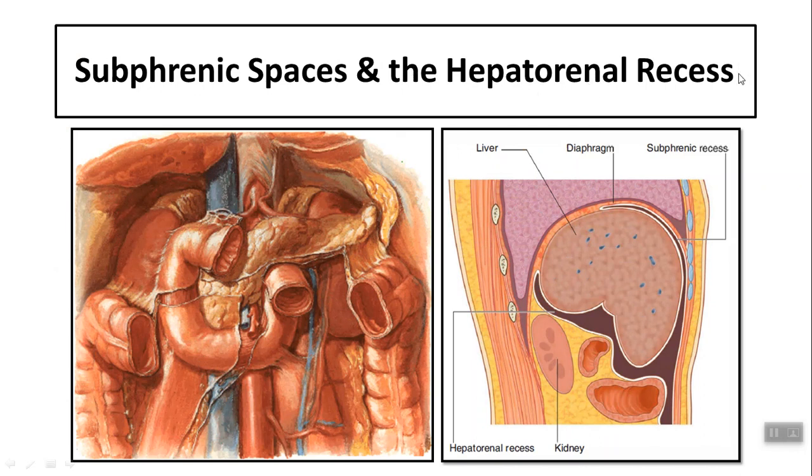The hepatorenal recess, from its name, hepatorenal, lies in between the right lobe of the liver and the right kidney. This is the hepatorenal space, in between the right lobe of the liver and the right kidney. What is the importance of these spaces, the subphrenic spaces and the hepatorenal space? There is a continuity in between them and the paracolic gutter downward.